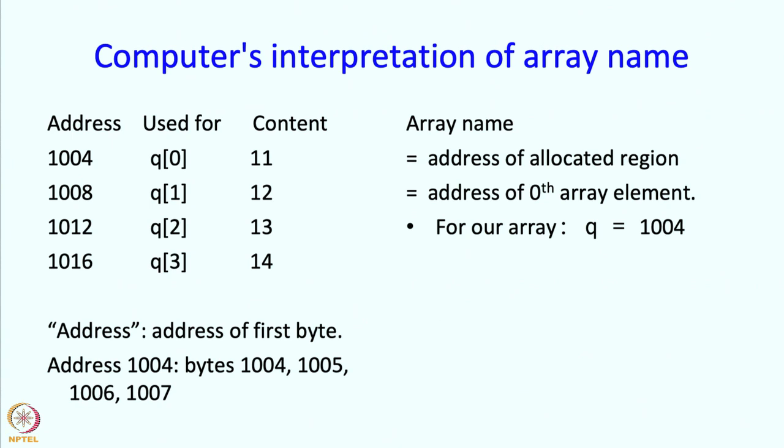It just wants to associate one value with the symbol Q, and so it says that it's going to be the starting address. So the starting address of the entire area, or the address of the 0th element. The address of the 0th element is really the same as the address of the allocated region. So Q is going to be 1004.